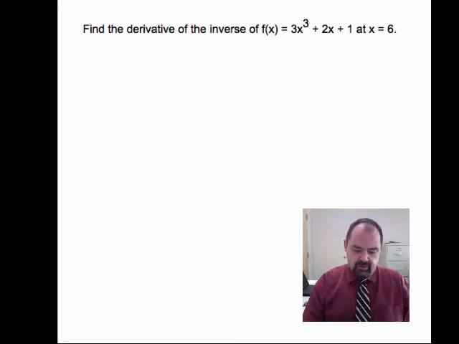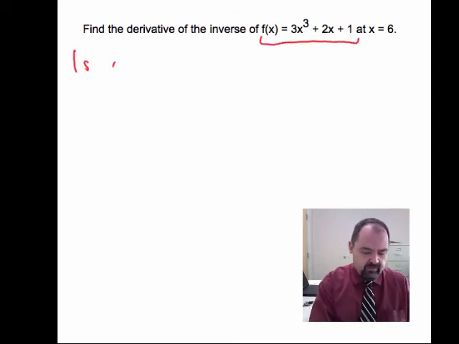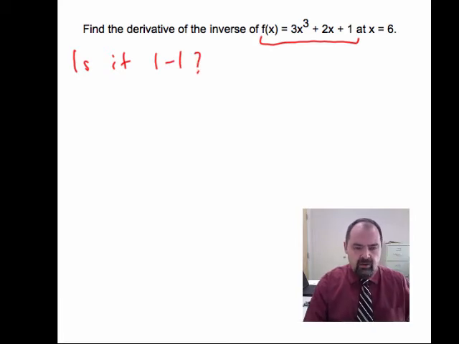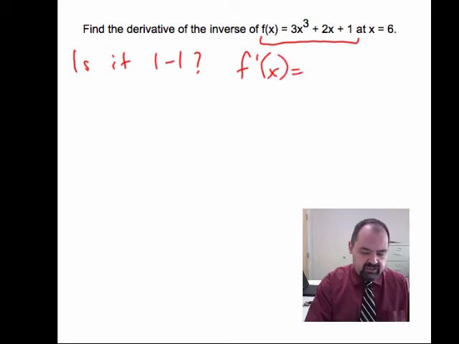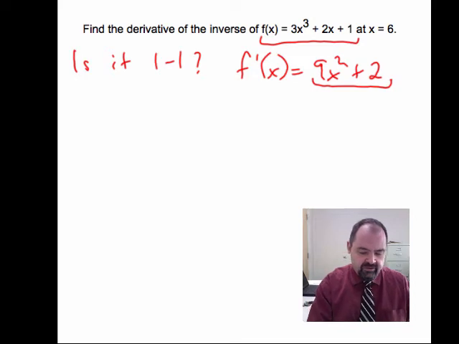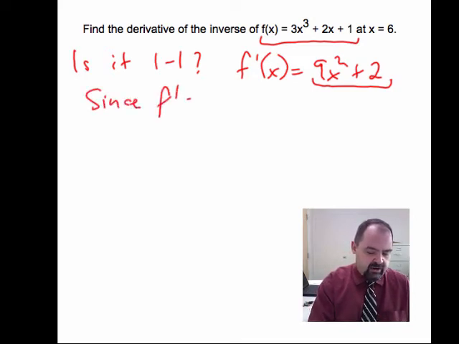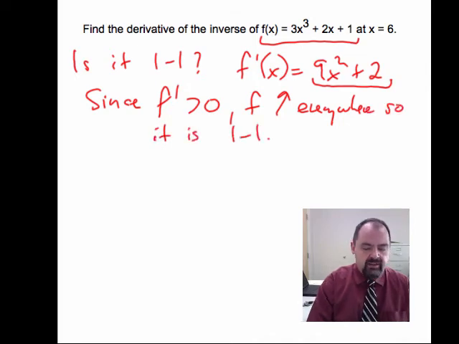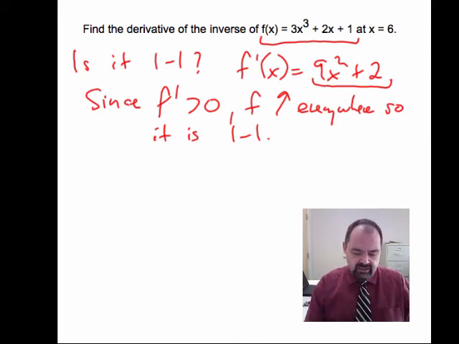Alright, let's apply the concepts we've talked about to this question. So I have here a function, and you might wonder, is it a one-to-one function? Well, remember, it's one-to-one if the function is always increasing or always decreasing. And we can tell that by looking at the derivative of the function. So the derivative of the function is 9x squared plus 2. Now, no matter what x is, positive or negative, this will always be positive. So since f prime is positive everywhere, f is increasing everywhere, so it is one-to-one. In other words, the inverse relation is a function.